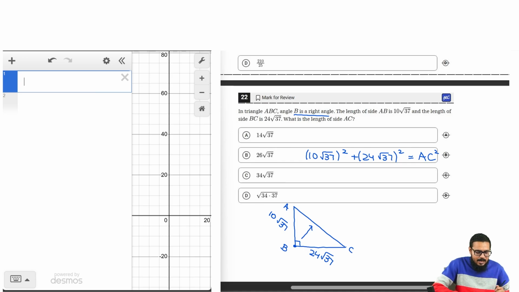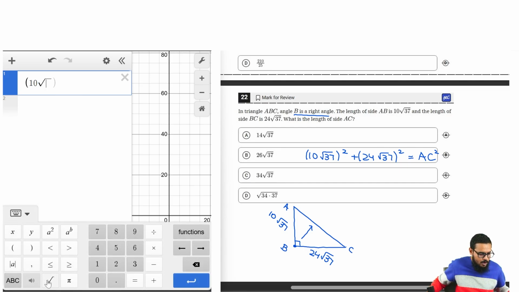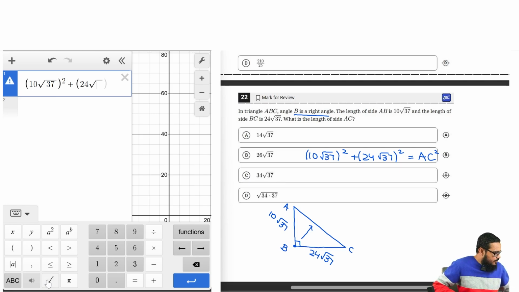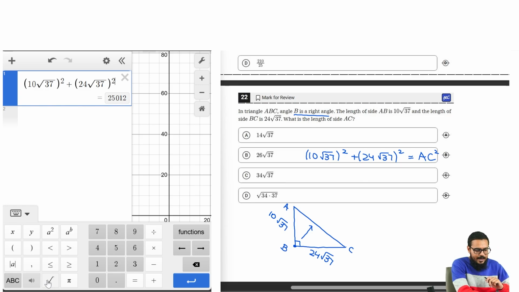So I'm going to start with 10 under root 37, if I'm doing this on Desmos. I'm going to access the root components, so root 37, then bracket close, and then square at the top, and then plus 24 under root 37 again, so 37 inside the square root, and then whole square close. Let me just put a square at the top. So 10 under root 37 whole square plus 24 under root 37 whole square comes out as 25,012.